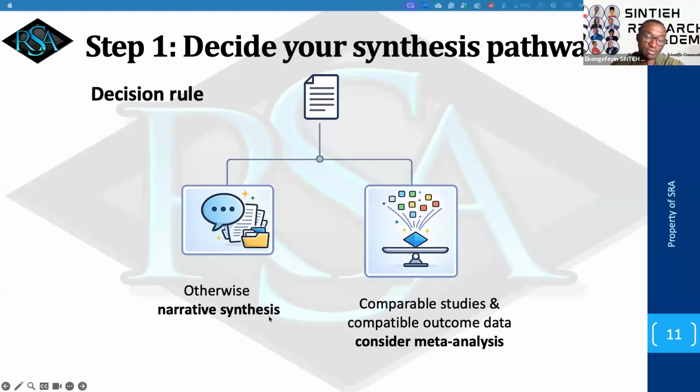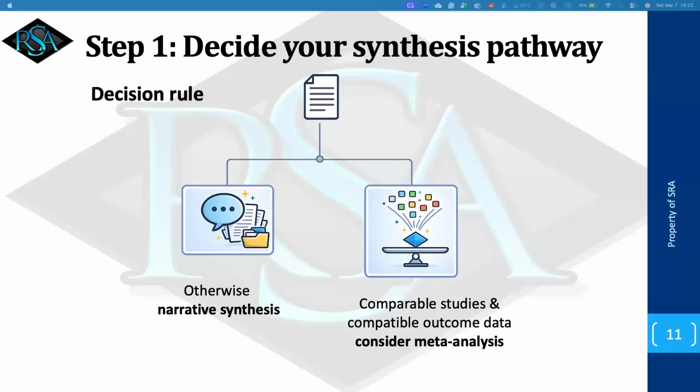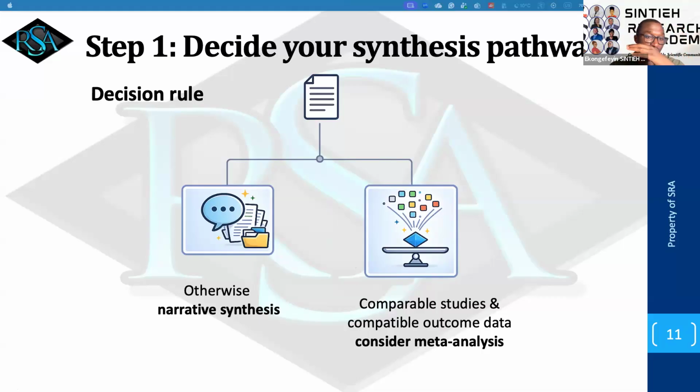Is that point very clear? No, it's not clear. All right. So you guys are going to permit me to go further. I hope it's going to be clearer.